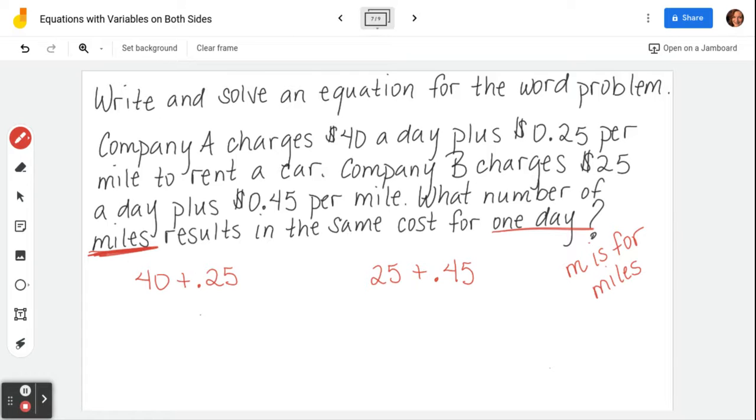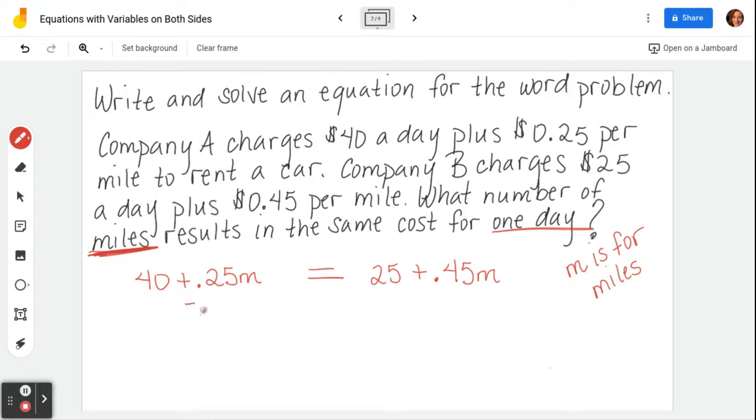So that means on the first company, the 40 is just 40. It's just for one day. Plus 25 cents times every mile. So I'm just going to put a little M beside it. Second company is 25 plus 45 cents per mile. So put a little M beside the 45 cents. I want these to be equal. So there's my equation.